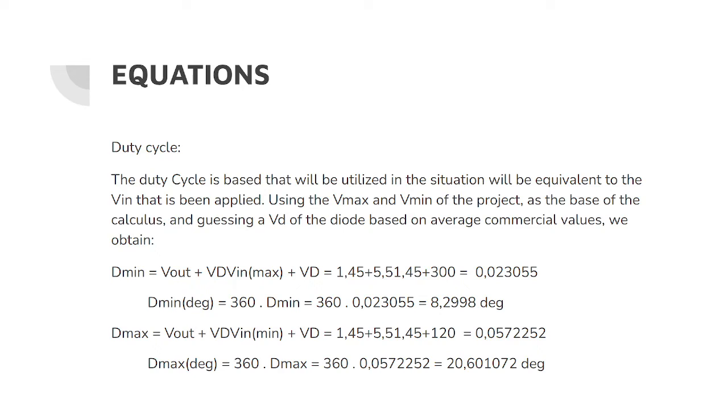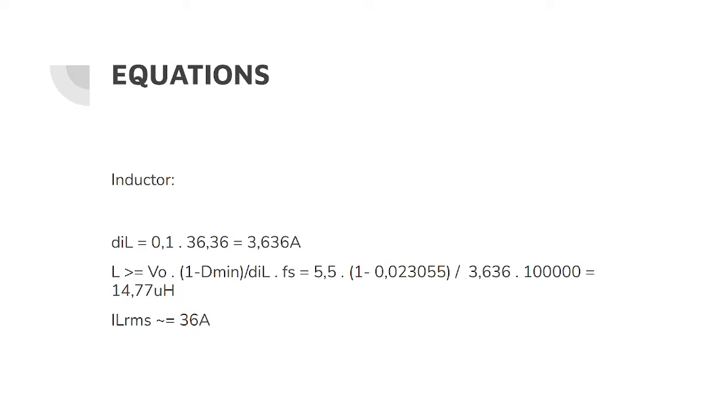We have two duty cycles to define, the minimum and the maximum duty cycle, which are related to the maximum and minimum input voltage that we allow. The minimum duty cycle is 8.29 degrees, and the maximum duty cycle is 20.6 degrees. For the inductor, we set the inductance at 14.77 microhenry and the current RMS at 36 ampere.